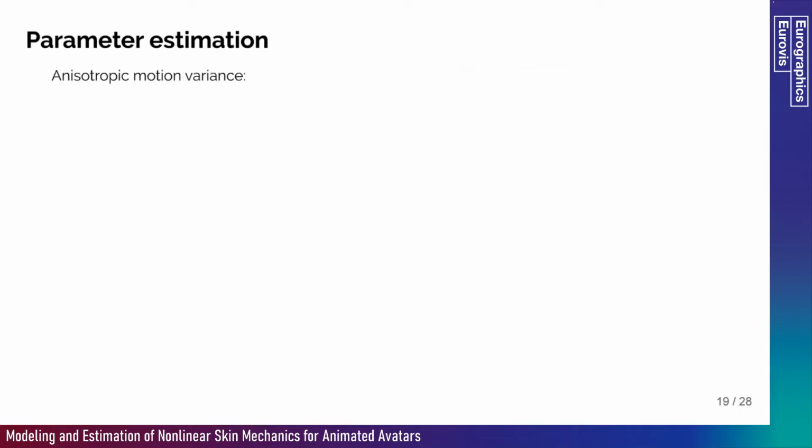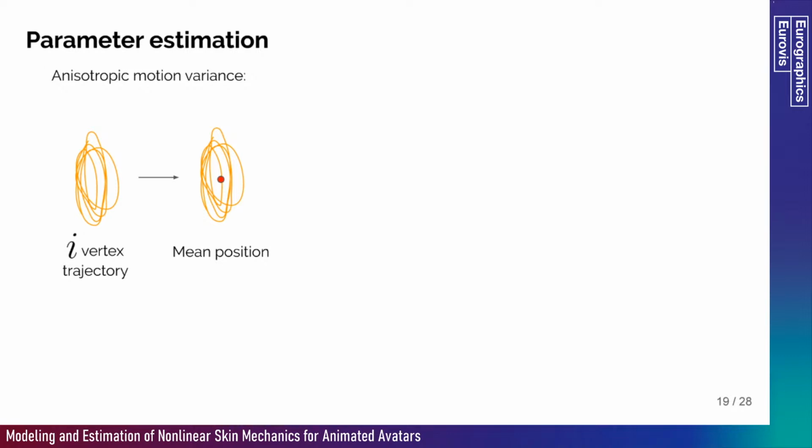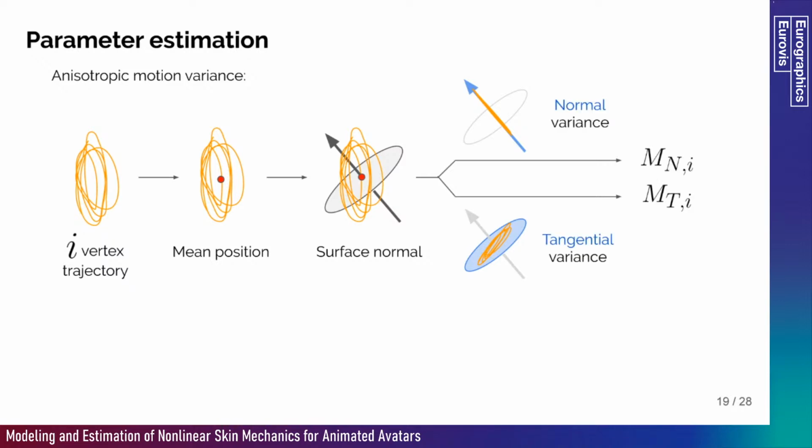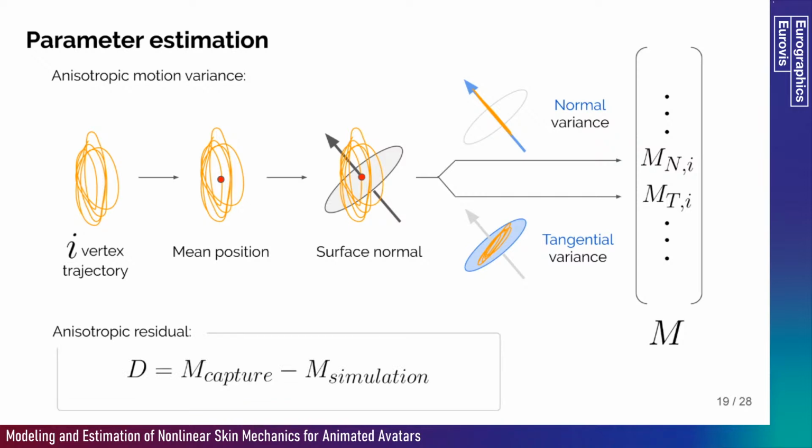In this slide, you can see how this anisotropic metric is computed. Given the unposed trajectory of a surface vertex, we first obtain its mean position. Then, taking this position as the origin, the trajectory is projected to the normal vector of the surface and its tangential plane, computing the normal and tangential variances, respectively. Repeating this computation per vertex, we obtain a vector representing the anisotropic variance of a particular sequence. The residual between captured and simulated sequences is a metric of how similar they are.